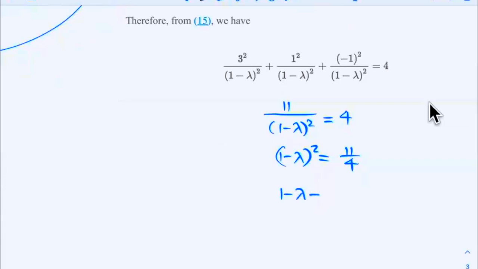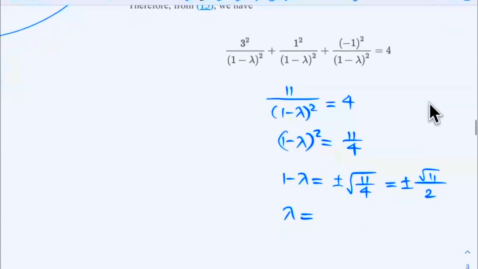1 minus lambda is plus or minus the square root of 11 over 4, which is the same as the square root of 11 over 2. So lambda is equal to what? 1 plus or minus the square root of 11 over 2, right? Okay, so you got lambda.